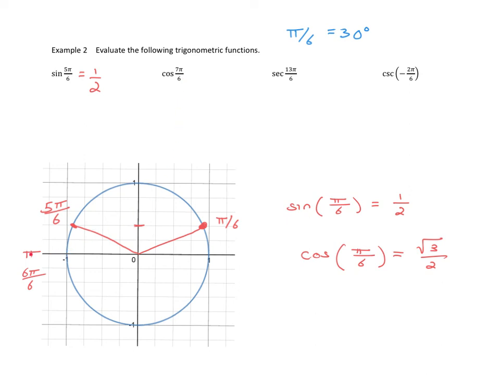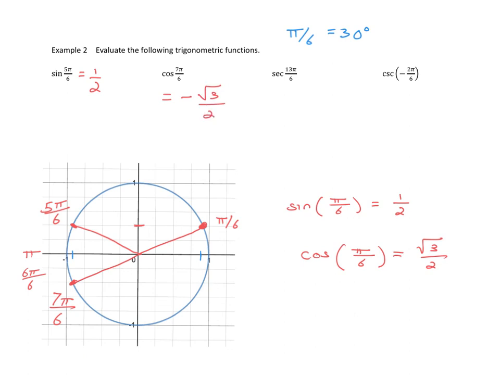If this is pi, or 6 pi over 6, and you go pi over 6 more, that's going to be 7 pi over 6. So I'll draw that in here. So there's 7 pi over 6. The x-coordinate at this spot must be the negative of the x-coordinate in this spot. And since cosine is the x-coordinate, it means that cosine of 7 pi over 6 is not positive root 3 over 2, but negative root 3 over 2.